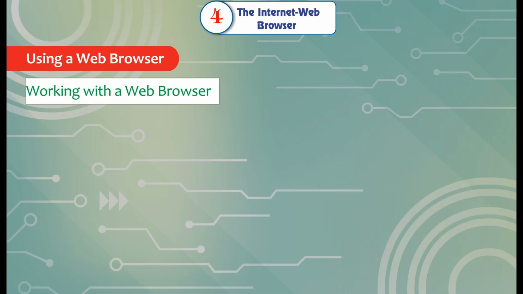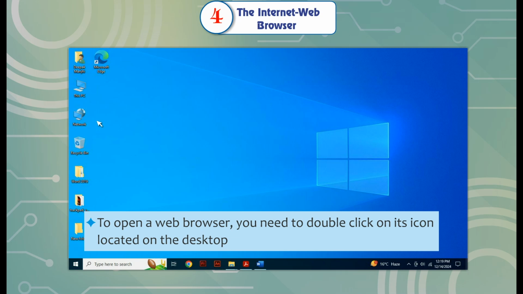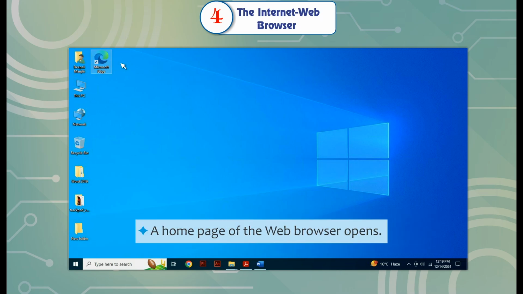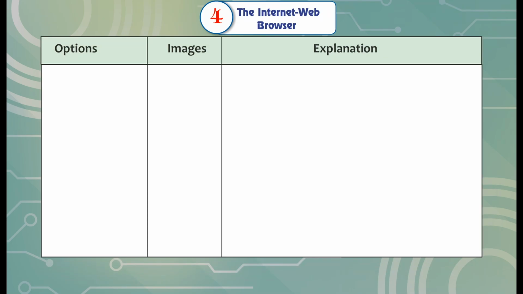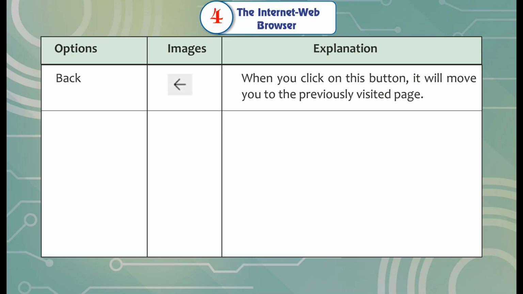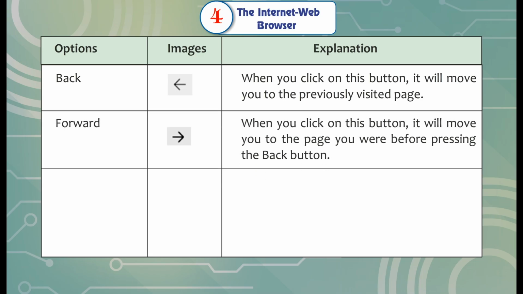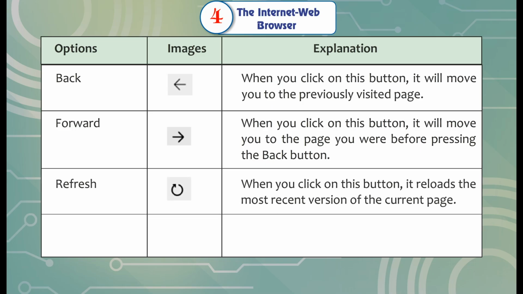Working with a web browser. To open a web browser, you need to double-click on its icon located on the desktop. A home page of the web browser opens. Options, images, explanation. Back. When you click on this button, it will move you to the previously visited page. Forward. When you click on this button, it will move you to the page you were on before pressing the back button. Refresh. When you click on this button, it reloads the most recent version of the current page.